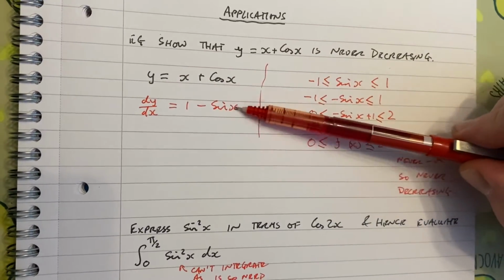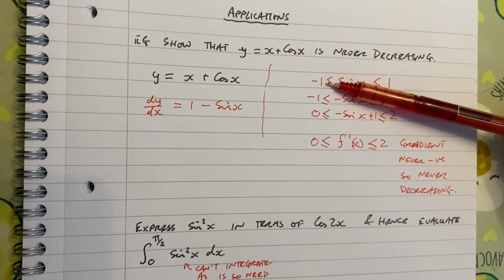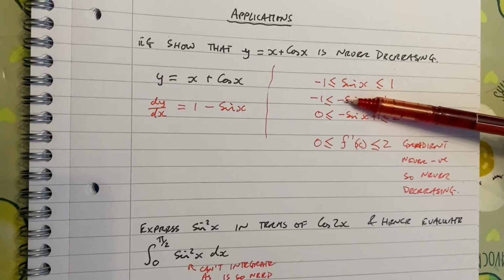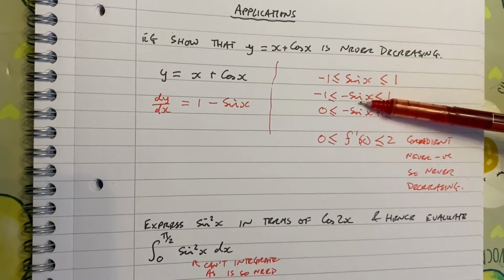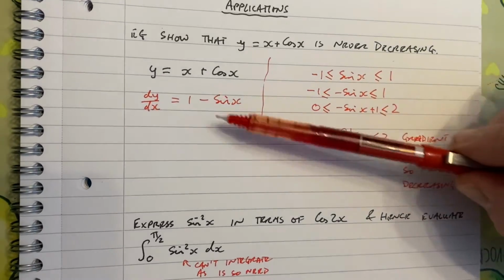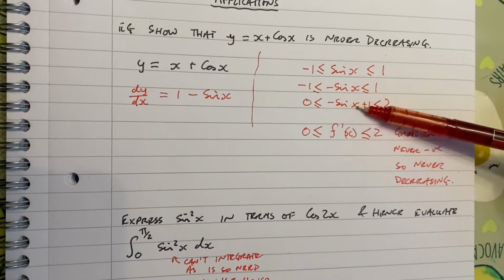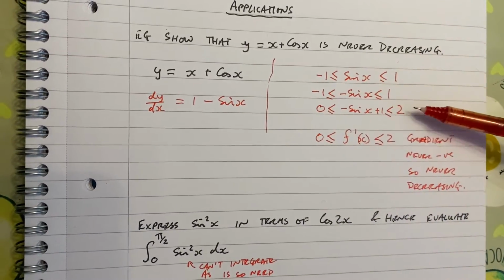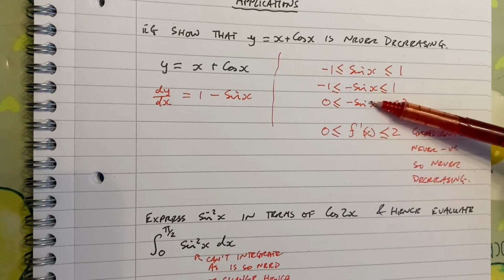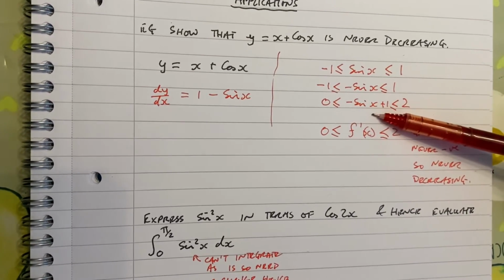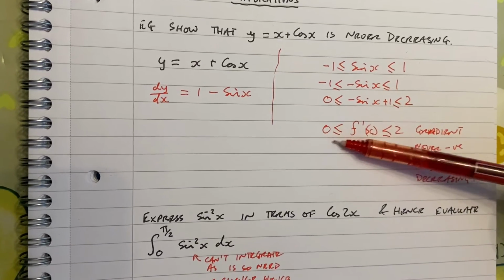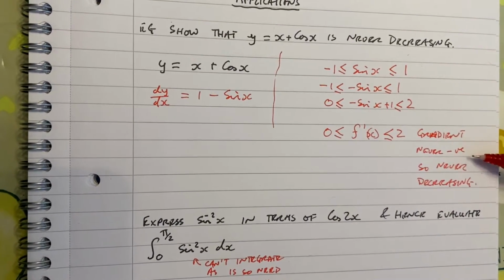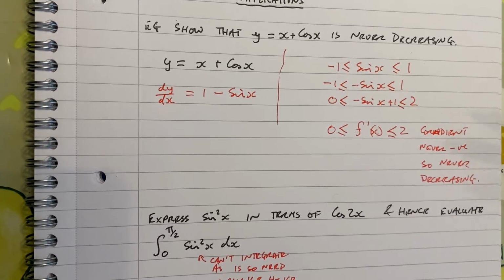So we know that sine x runs between negative 1 and 1, which means negative sine x also runs between negative 1 and 1 because it's the same graph upside down. So when we add 1 to it, negative sine x plus 1 must run between 0 and 2. Now that is the differential. So the differential runs between 0 and 2, which means the gradient is never negative, so it's never decreasing.